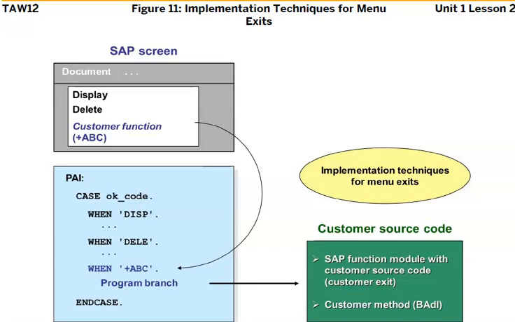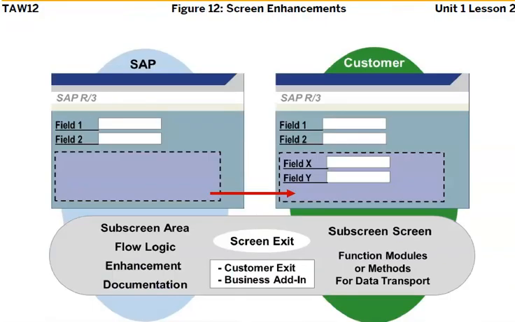Menu exits in the sense you can add a new menu to the existing menu. So if there is a SAP standard menu, in that SAP standard menu we can add some functionality to it. This is what we have. So we can go ahead and add some new functionality, new code to it. Okay, so we have this menu enhancements, and then we have the screen enhancements.